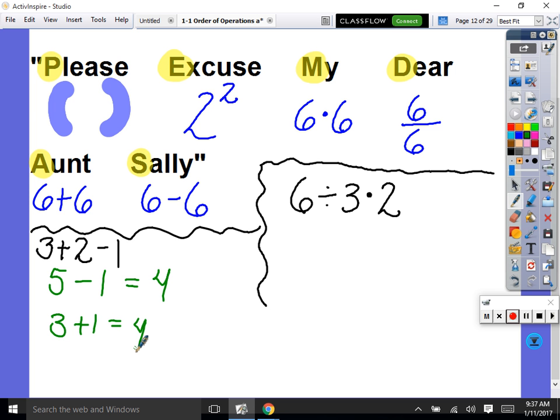Let's do this one. 6 divided by 3. Let's do division first. What's 6 divided by 3? 2. And then we have 2 times 2, which is 4. Let's do it the other way. Multiplication and division. But that's not going to work, right? Because 6 divided by 6 is 1. They're not the same. So what the heck am I not thinking of? Did we mess up somewhere?